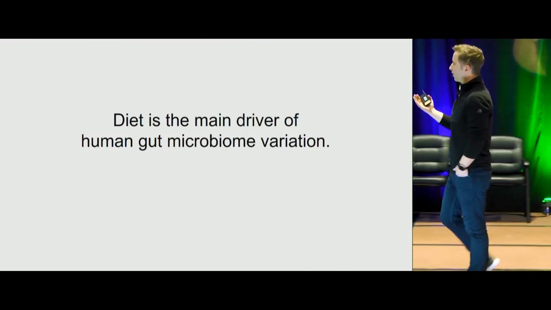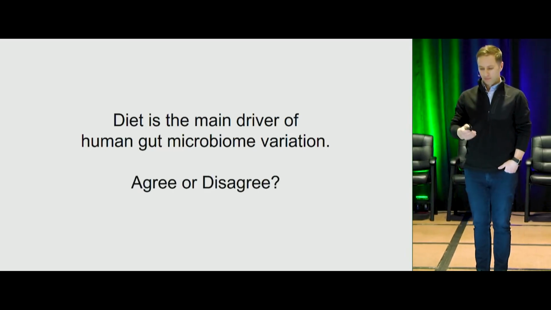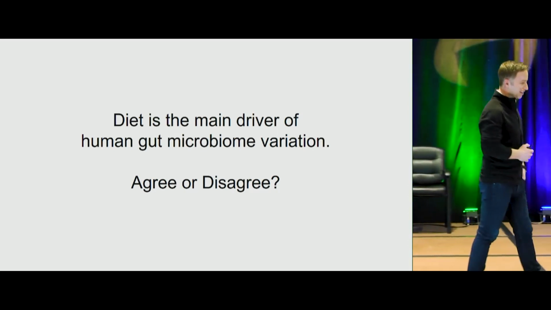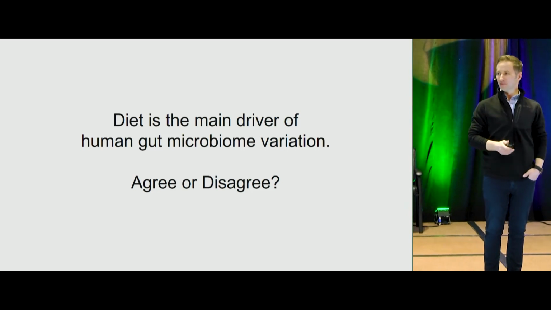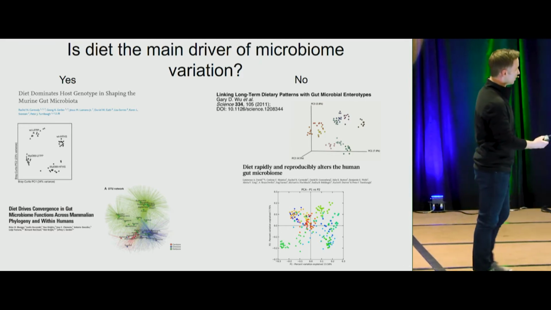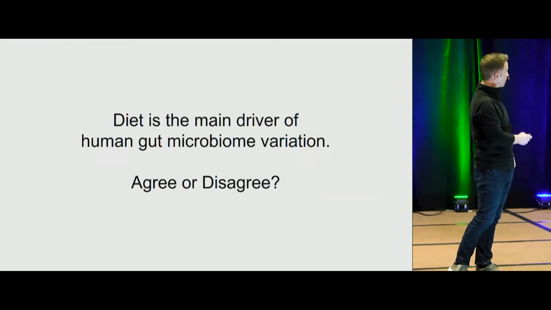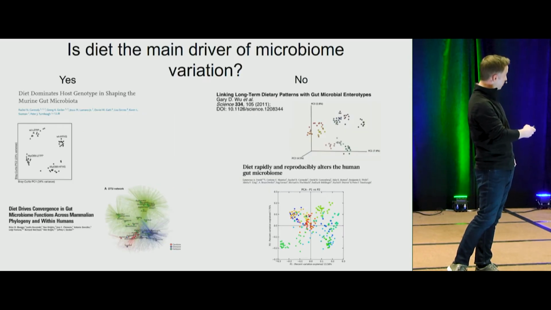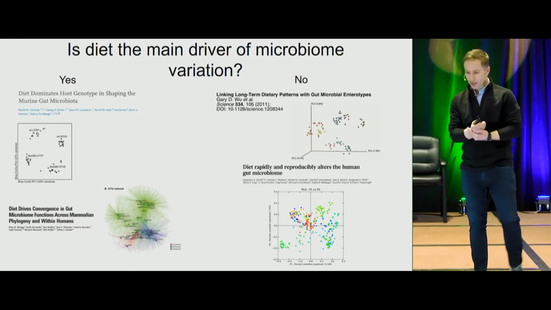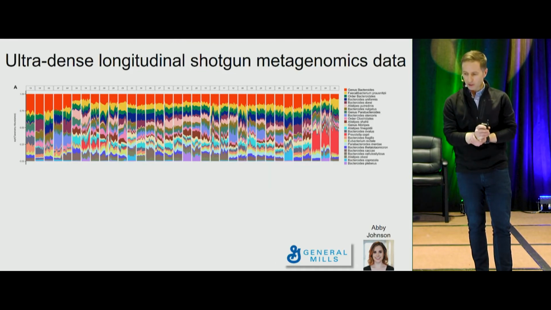Diet is the main driver of human gut microbiome variation. Do you agree or disagree? This is actually not entirely known or settled in the field, and you can find plenty of evidence for each of these conclusions, showing that diet dominates genotype, or finding that a very severe dietary intervention basically leaves people still in their own microbiome cloud. So we wanted to get to the bottom of this using this new technology we had.